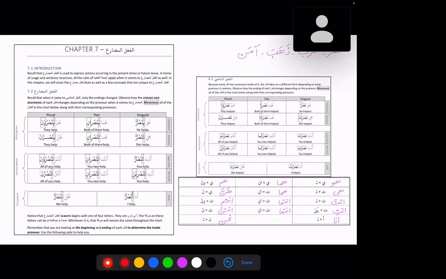So fail mudari, recall that when it comes to fail madi, only the ending changed, right? So we said huwa, nasara. So the last letter is taking ra, fatha. Then when it comes to huma, we say nasara, right, with alif. And this alif is basically the file. This alif is kind of indicating that the pronoun inside is huma. And then for hum, we would say nasaru. So this waw at the end is telling us that this fail is plural. It is indicating hum. So all endings, then we see nasarat, nasarta, nasarnan, right? All the endings. So in the beginning, we were not making any changes in fail madi.